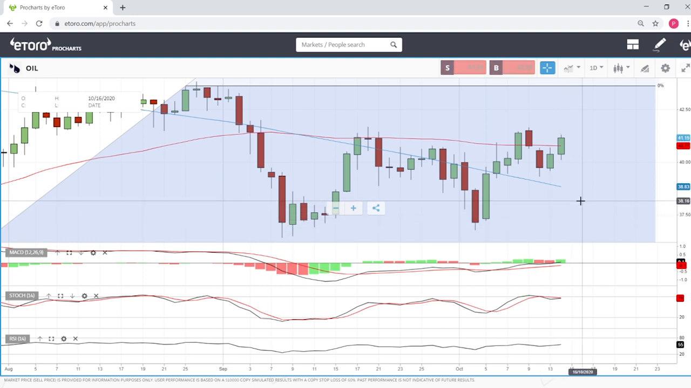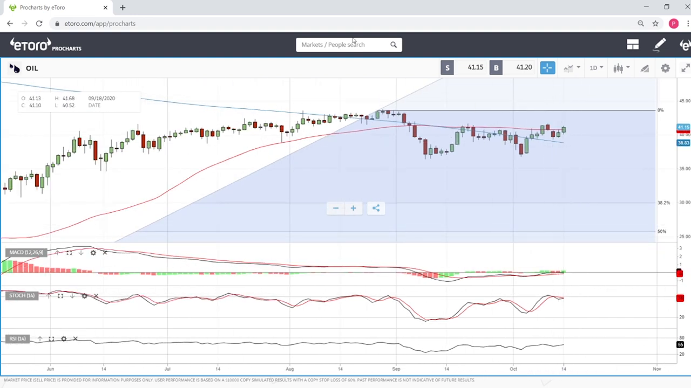Technical indicators are fairly bullish at this point. The MACD, the stochastic, which is about to cross the signal line, and the RSI are all looking fairly bullish. So if you look at natural gas.